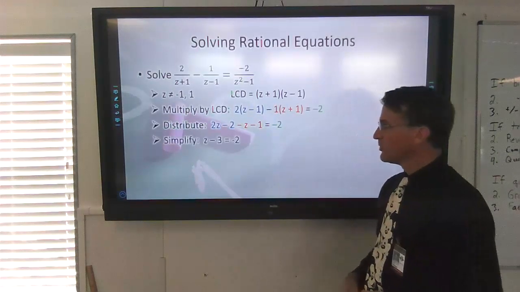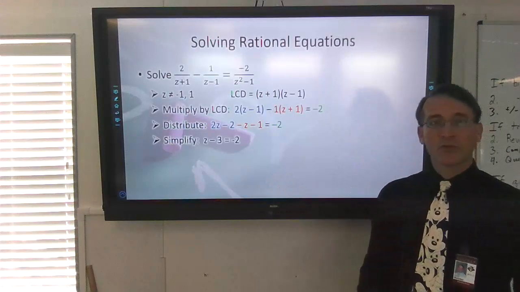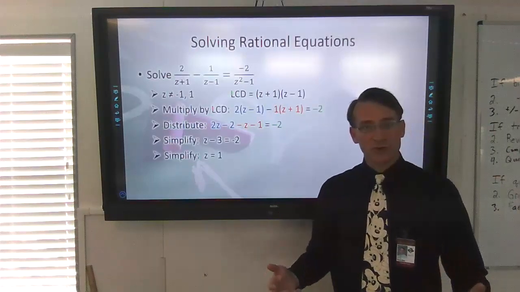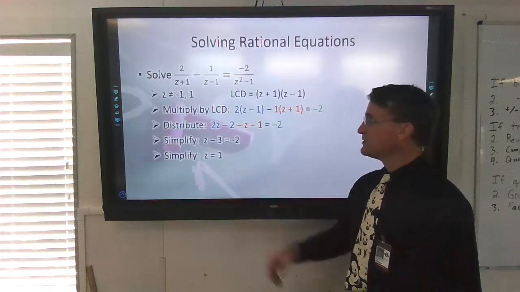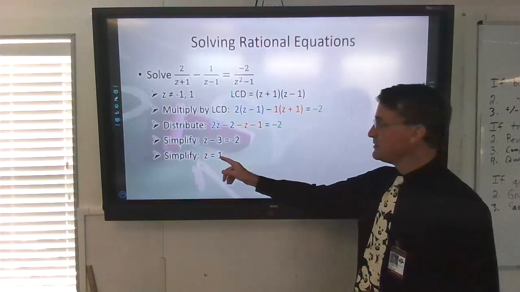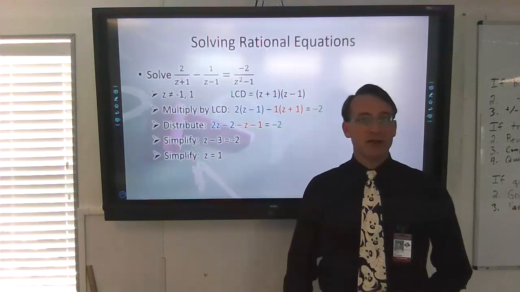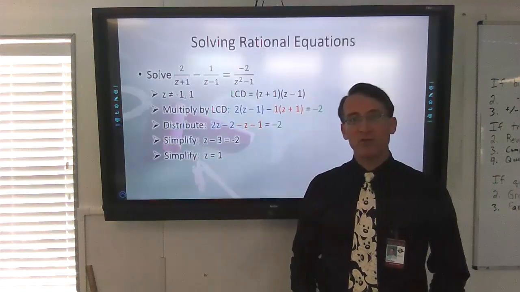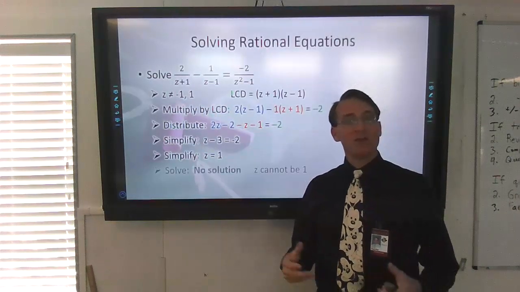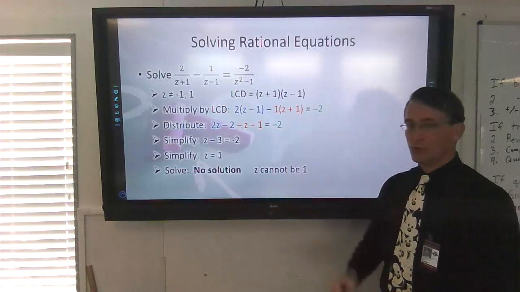Combining my like terms, getting my negative 3 over to the other side to solve for z, I get z is equal to 1. As you can see, z is equal to 1 here, but up here, 1 was a constraint. I cannot have my value of z be equal to 1. Therefore, there is no solution.